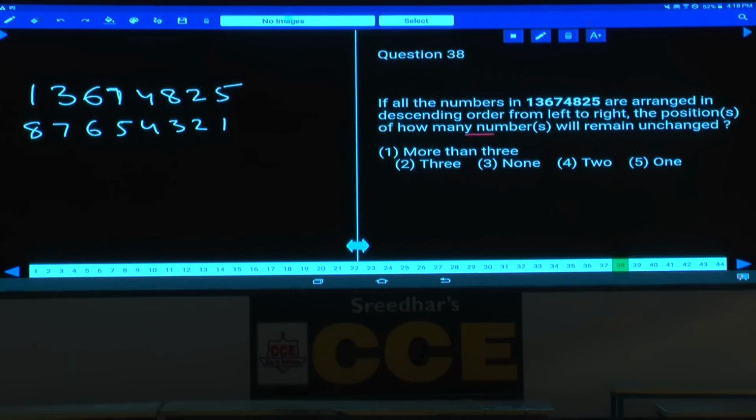They are arranged in the descending order. Then the positions of how many numbers will remain unchanged? Position of how many numbers? 1, 8, 3, 7, 6. 6 remains at the same place. 4 remains at the same place, 2 remains at the same place. Then tell me how many digits remain at the same place? There are 3 such digits that remain at the same place, that is choice 2. Question number 38, choice 2 is the answer.